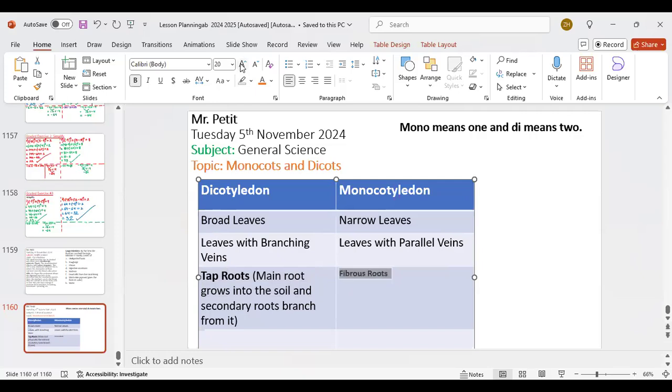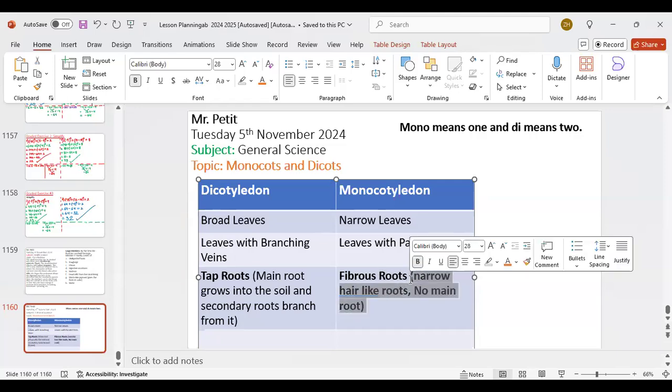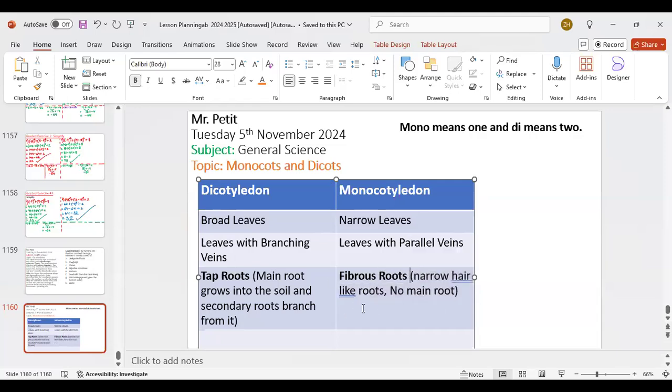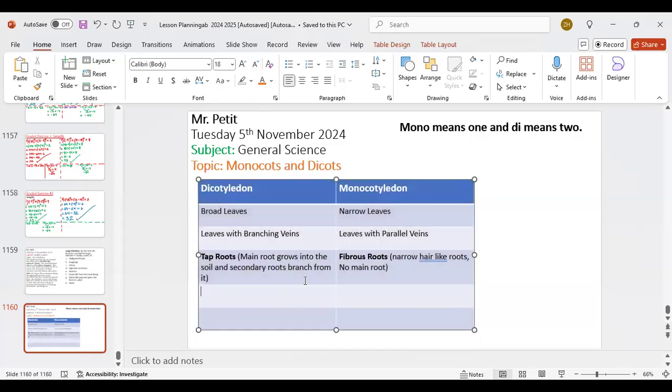Multiple roots branching off in different directions. Who said that? Condoleezza, very good. So definitely, it's narrow, hair-like roots. No main root. There's a bunch of them branching off in different directions. So that's what we mean by that.